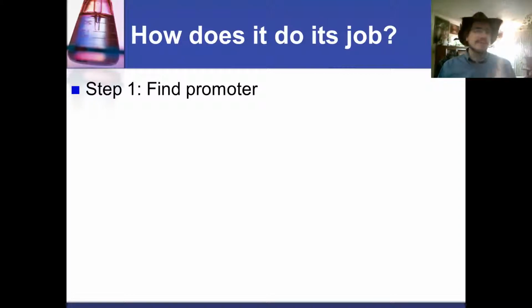Step one is to find a promoter. A promoter is a region of the DNA that basically tells the enzyme, hey, the gene starts right after me. Scientists call it the TATA box. So, step one is for RNA polymerase to find the TATA box.